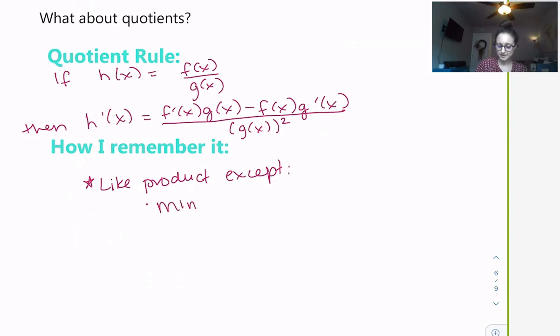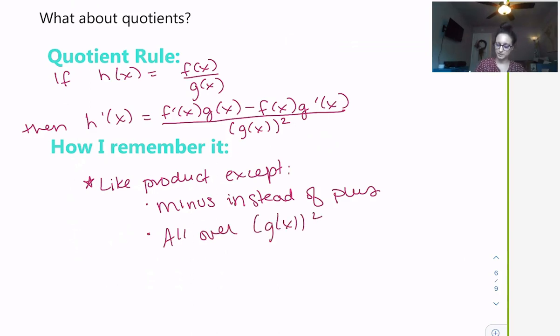Except a minus instead of plus, and all over the original denominator squared, right? Those are the two, basically, differences between the two rules.